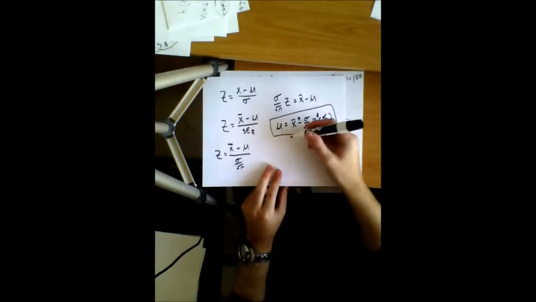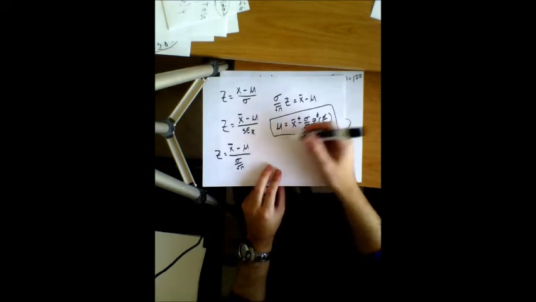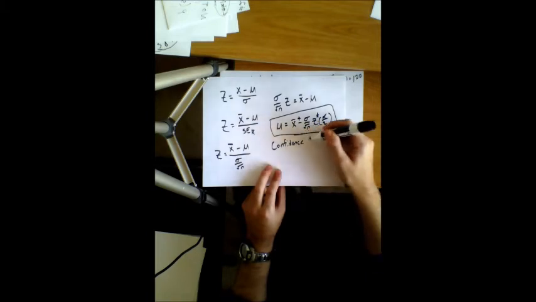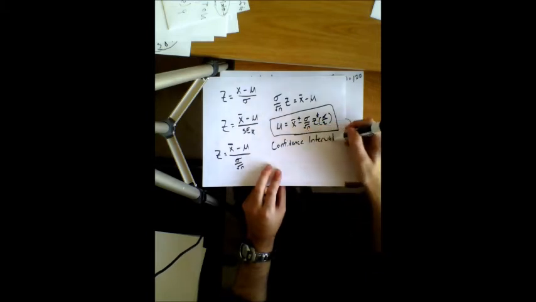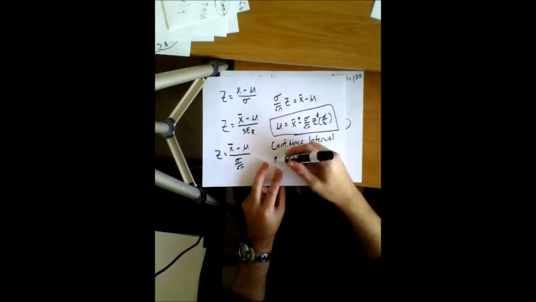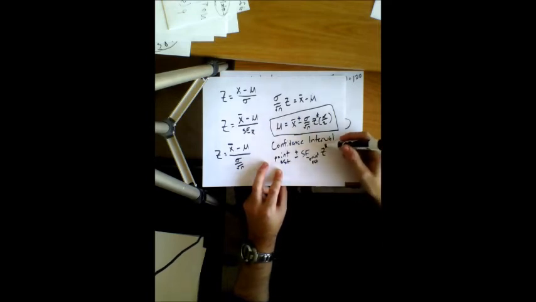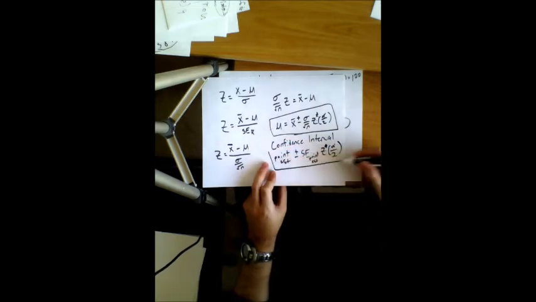So if you'd rather, it's just as simple as our confidence interval is a point estimate plus or minus the standard error of our point estimate times z star of alpha over 2. And this is what we'll use.